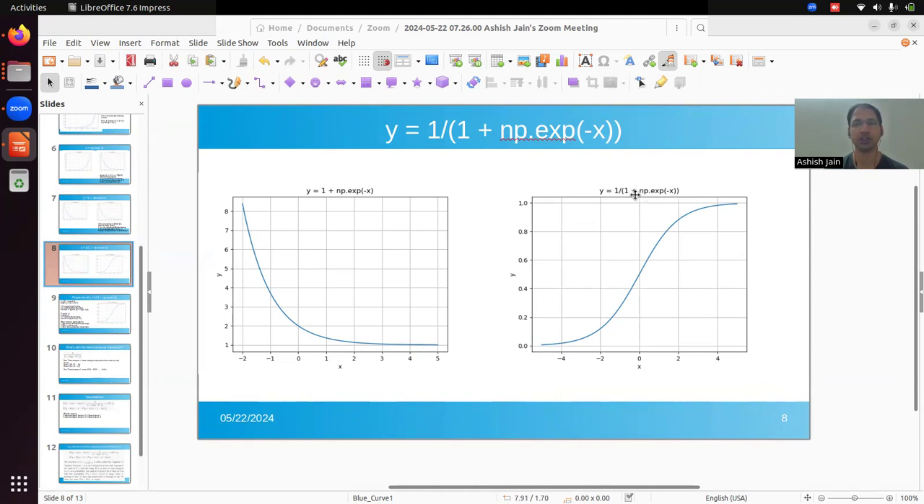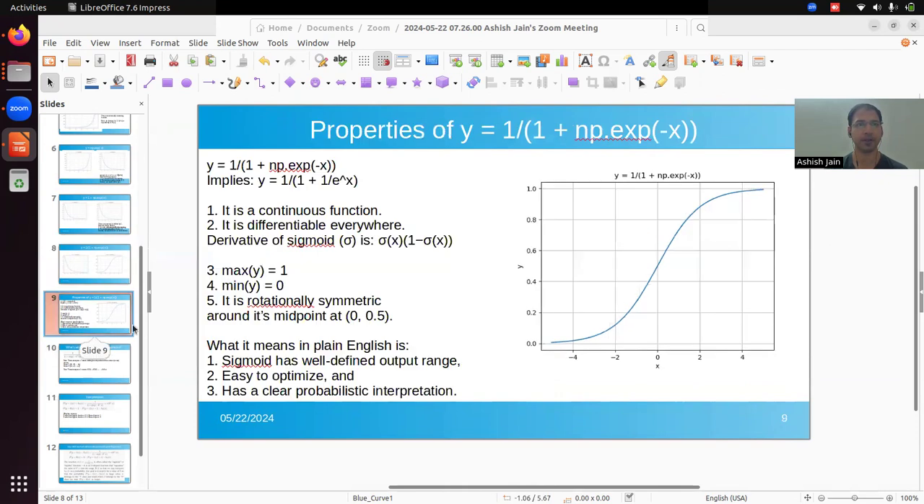The denominator never becomes 0. The minimum it takes is 1. So the highest value this function takes is 1. So it has these properties which we have just highlighted.